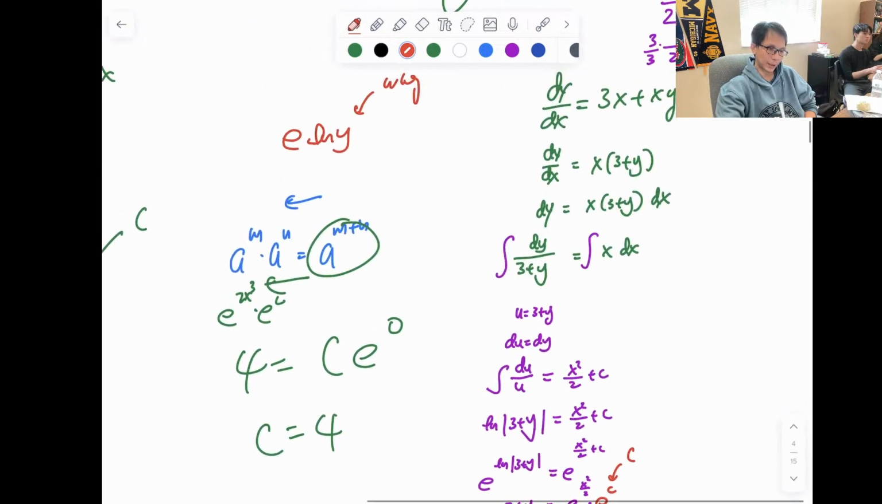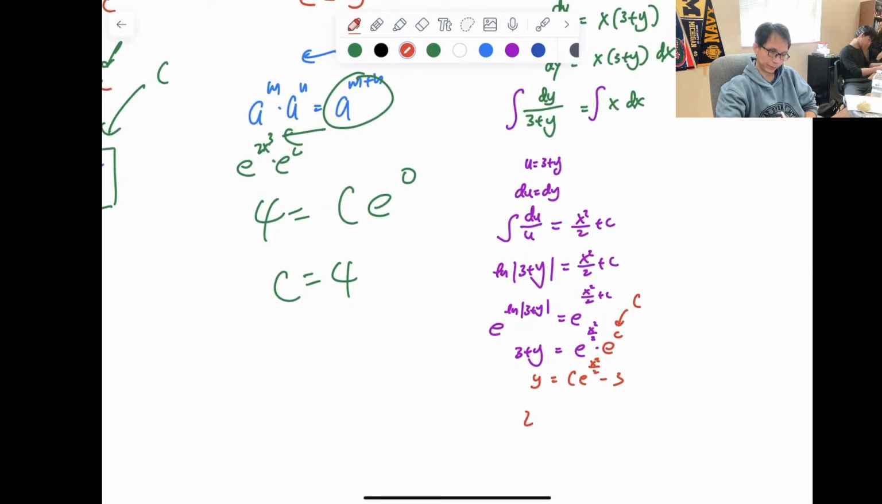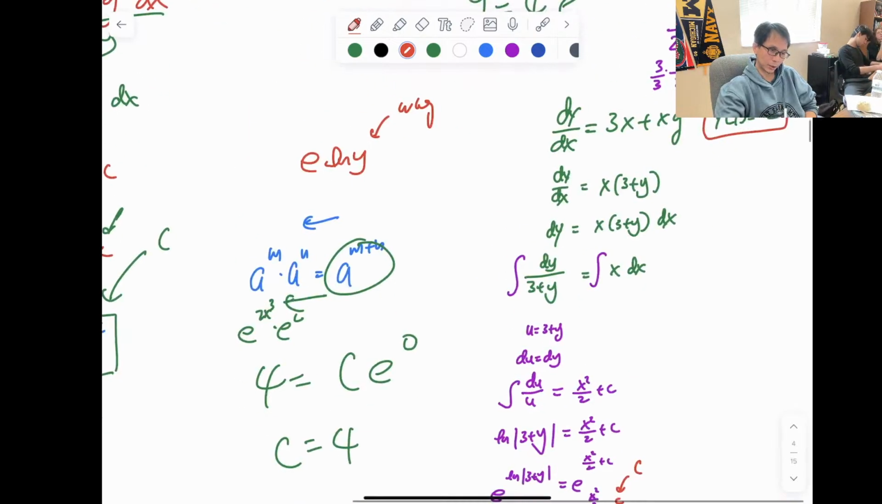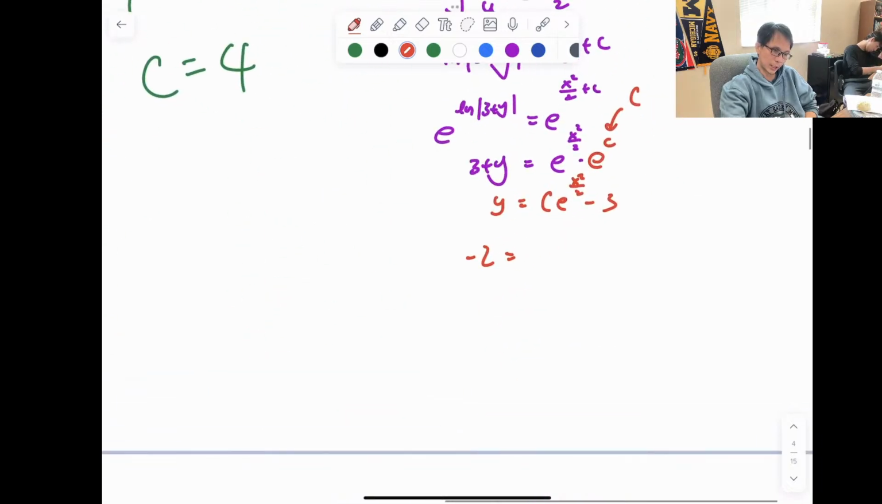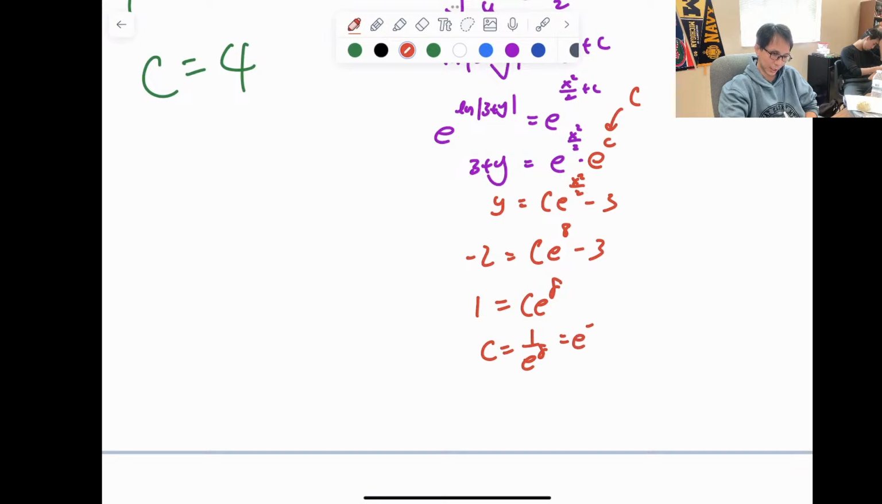Now we're going to go back to figure out this. -2 is equal to c e to the 8 minus 3. So that's going to be 1 equal to c e to the 8. c equal to 1 over e to the 8, which is e to the -8.